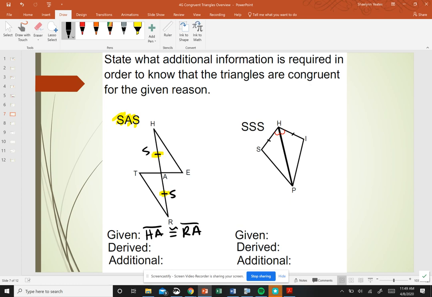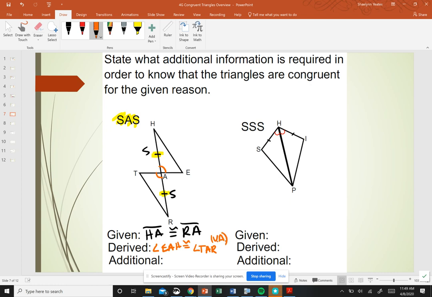Now, if you haven't already noticed, we've got some vertical angles here. We've got this one and this one. So I can say that angle EAH is going to be congruent to angle TAR. Okay. And this is because they are vertical angles. I'm just going to put VA for vertical angles.